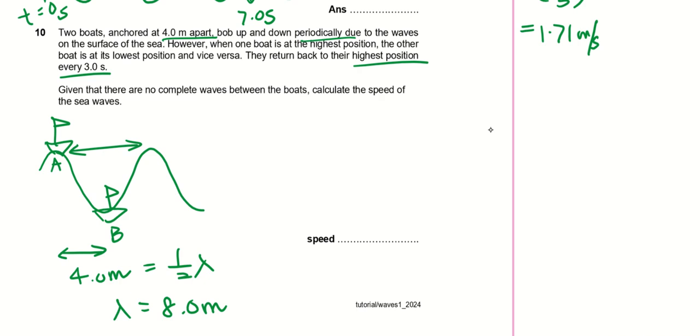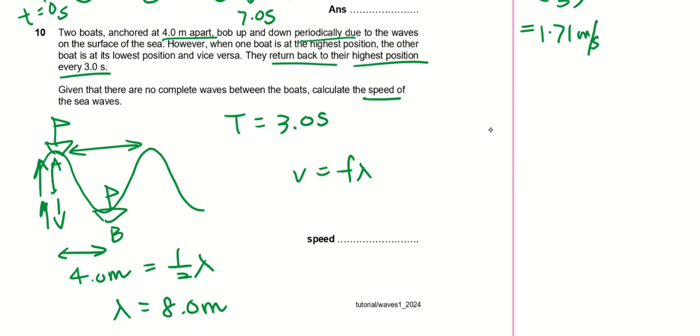Now they say they return back to their highest position every 3 seconds. That means A goes down, down, up, up. Still remember the 4 steps? So it returns back after 3 seconds. That means the period is 3 seconds. They want us to calculate the speed, v equals f lambda. And because we are given a period, we can just use v equals lambda over T. So it will be 8 over 3. Let me check the answer. So it will be 2.67 meters per second.